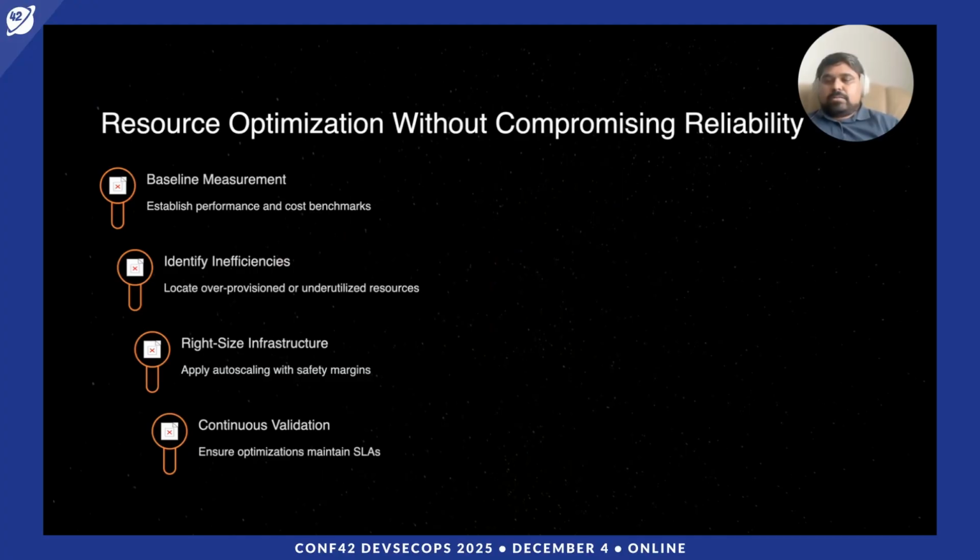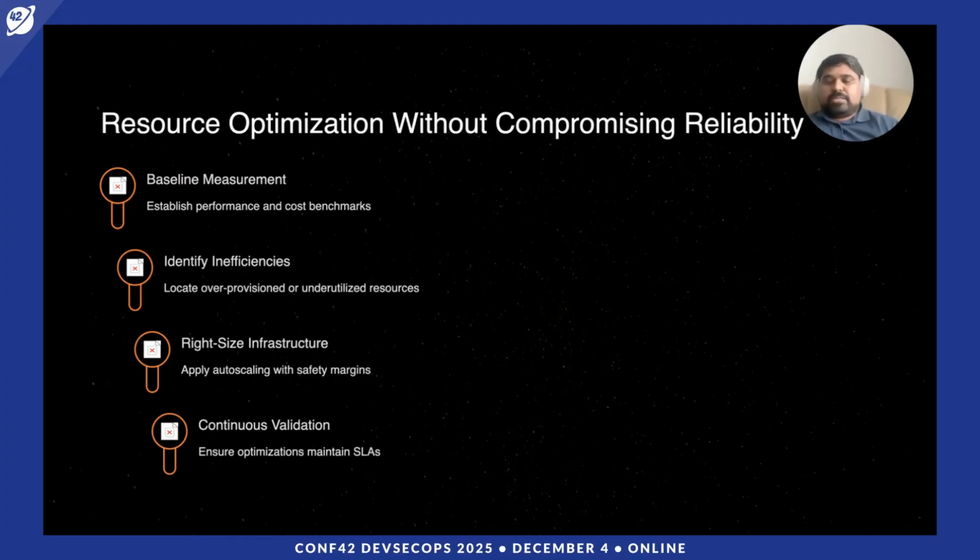So, the balance. You need to scale for peak traffic, for example 50,000 requests per second for your platform. But you can't afford to run at peak capacity 365 days per year. So the solution will be to optimize resources without compromising delivery.